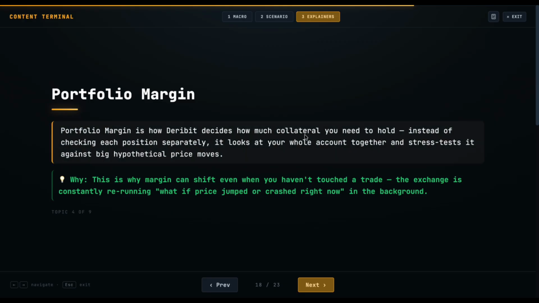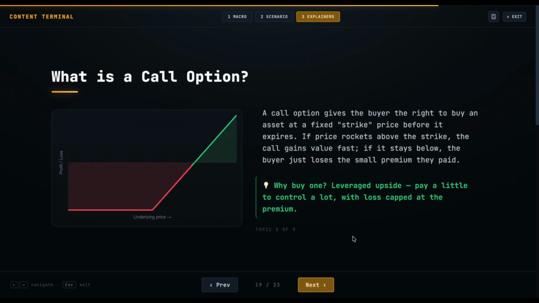Okay. So next topic. Now, let's talk about a call option. What is a call option? A call option basically gives a buyer the right to buy an asset at a fixed strike price before it expires. So if the price goes above my strike price, the call gains value fast. If it stays below the strike price, the buyer loses the small premium paid.